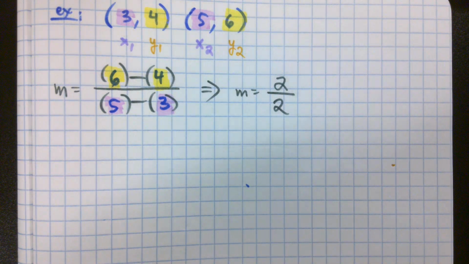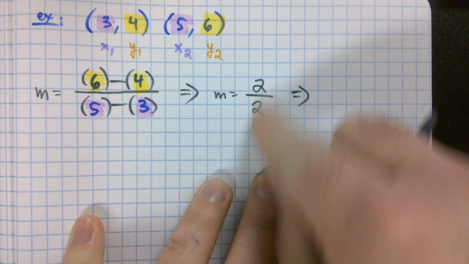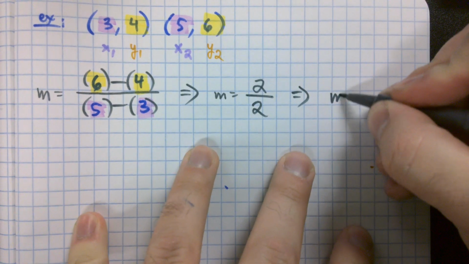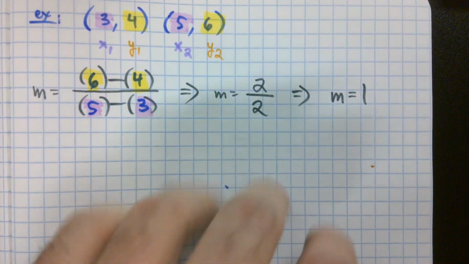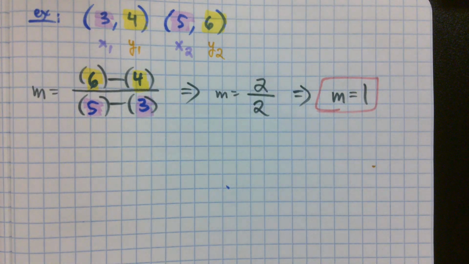Absolutely. That's going to be our last step, to simplify. 2 over 2 is always going to be equal to 1. There's our slope for that one, positive 1.